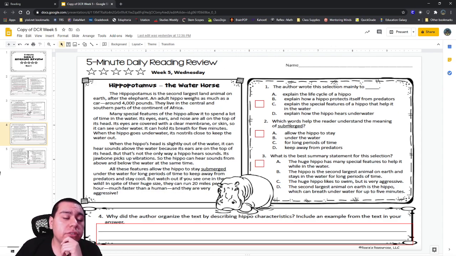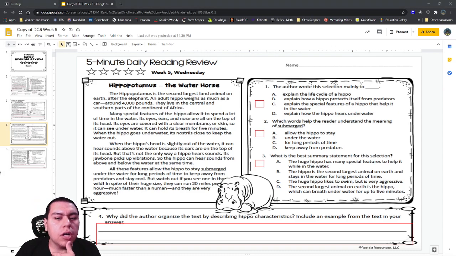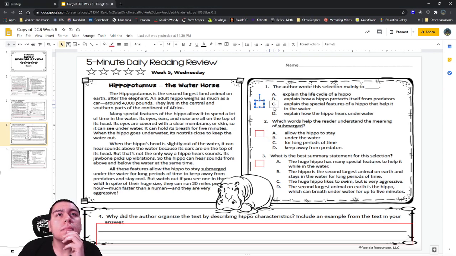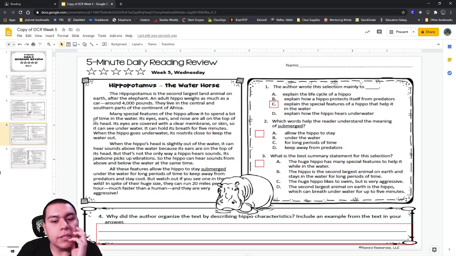Now, all of the answer choices are telling us that our author is trying to explain to us, but we have to decide, what is the author trying to explain? Jadine, what do you think? What is the author trying to explain to us? Okay. So what is it? What are some features they tell us about the second paragraph?